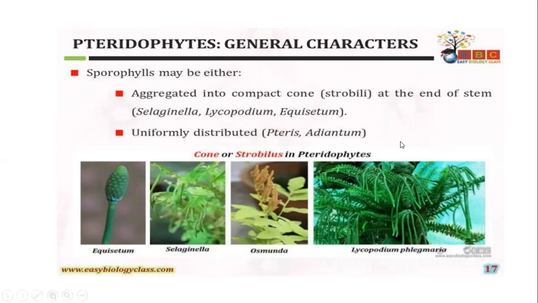These pteridophytes always develop the cones or the strobilus at the end of the stem, at the terminal part of the stem, in the case of Selaginella, Lycopodium, or Equisetum. So this is the Equisetum cone, we call it. This is a Selaginella.